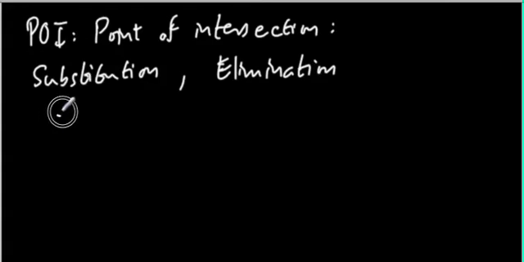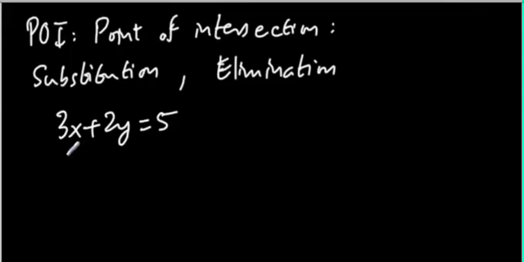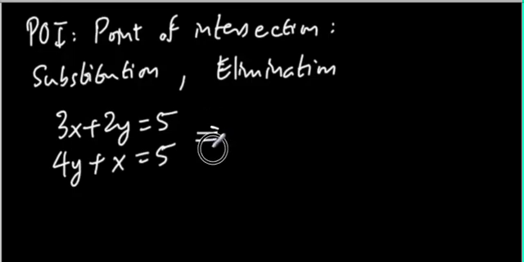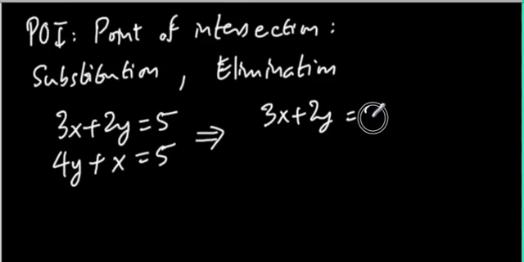Say, for example, the equation is 3x plus 2y equals 5, and the other line is 4y plus x, which is also equal to 5. The first thing you need to check is whether everything is lined up. The x and y here are not lined up. The y and x and the constants are lined up, but the other 2 variables are not. So the first thing we have to do is line everything up. So we get 3x plus 2y equals 5, and the second one is x plus 4y equals 5.